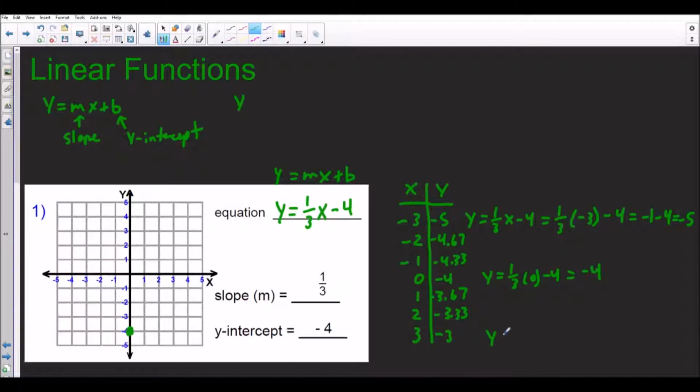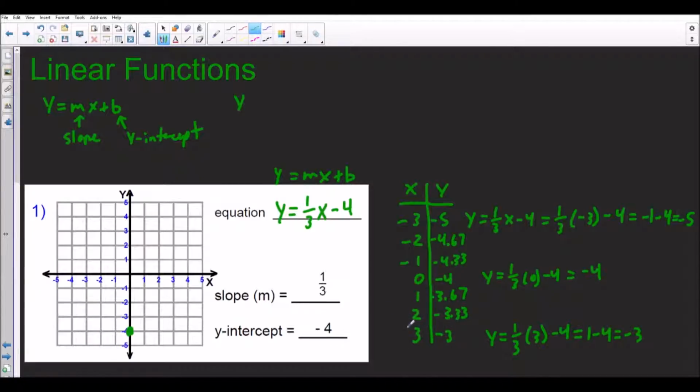And I can show you this one as well. So if we filled in the 3, we get 1/3 times 3 minus 4, right? All we're doing is filling this first value into our equation. So that would be then 1 minus 4, right? Because 1/3 times 3 is 1. So 1 minus 4 is equal to -3. And we just fill it in there.